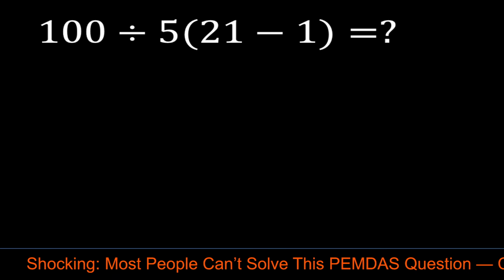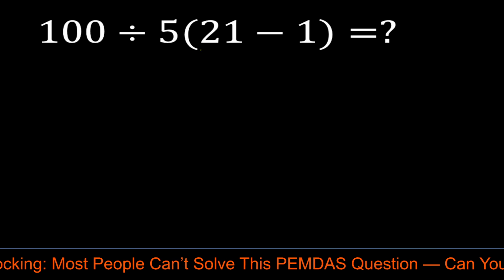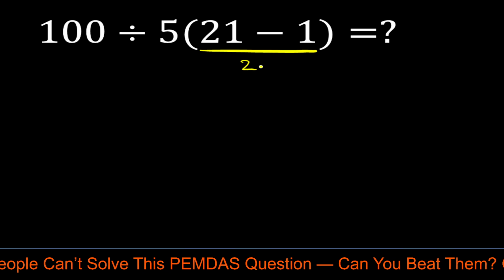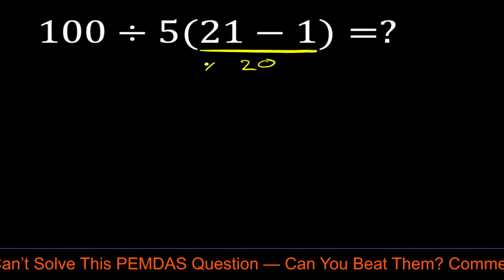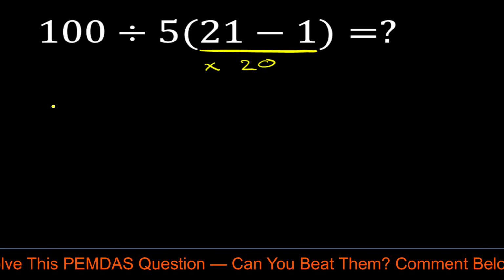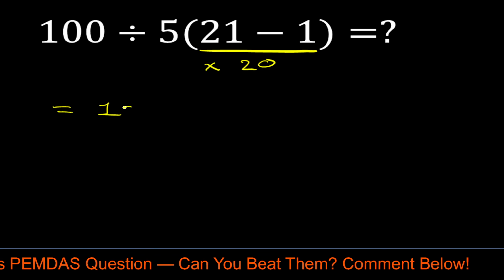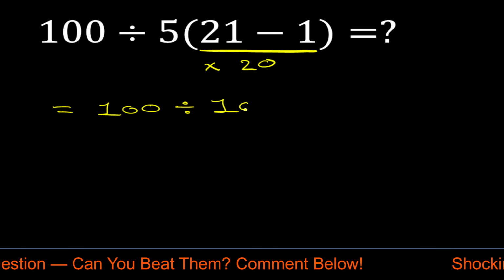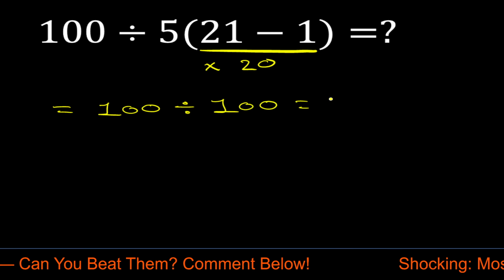So most people solve this question like 21 minus 1. So 21 minus 1 is equal to 20, right? Now 5 times 20 is equal to 100. So now 100 divided by 100, right? So 100 divided by 100 is equal to 1.